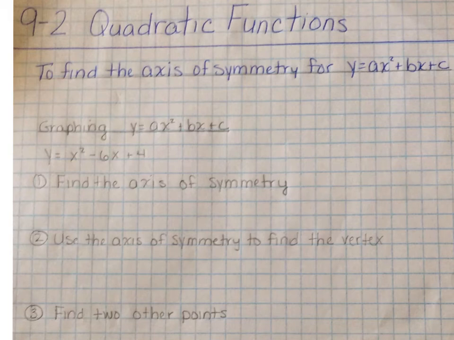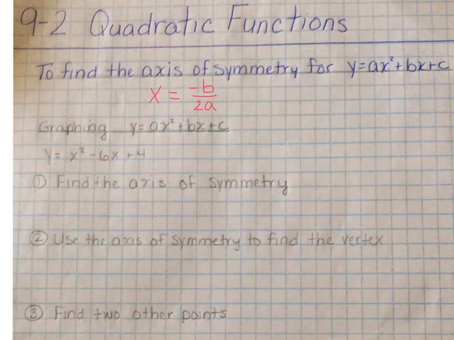9.2 Quadratic Functions. To find the axis of symmetry for y equals ax squared plus bx plus c, we will use a formula. So x equals negative b over 2a. And remember, when we graph a line x equals something, that is going to be a vertical line, and our axis of symmetry is a vertical line.